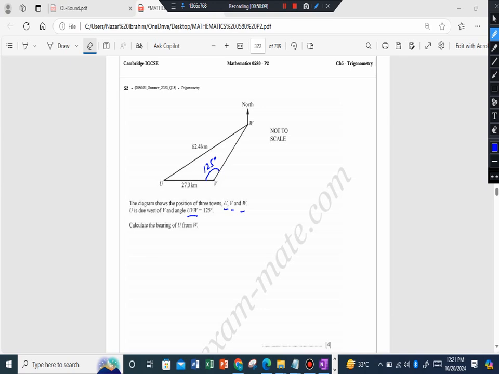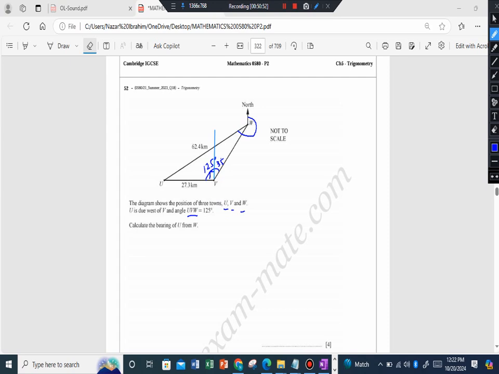Here we are to find out the bearing of U from W. It means that this whole angle is required. Let's first make this 90. If I make this line, it is breaking the angle into two parts. One is the 90 degrees, and the other part, by subtracting from 125, I am getting 35. So the other part is 35.